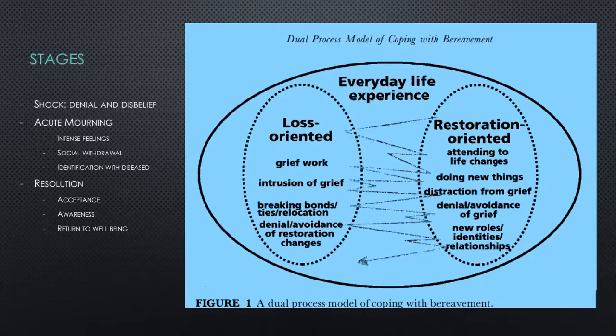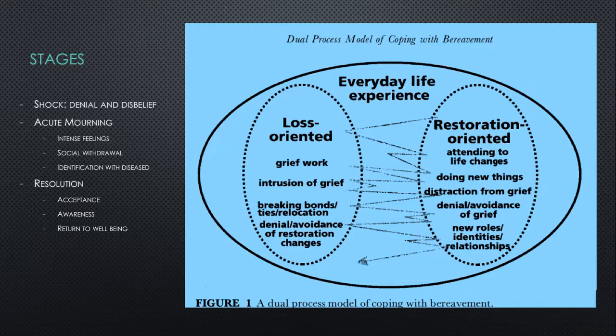There are different stages of grief and crisis, and this is dependent on what you use. So, the Kubler Ross stages of grief are denial, anger, depression, bargaining, and acceptance. And you do move back and forth between those different stages until you have reached that state of acceptance. There's also different stages to grief based on shock, which is denial and belief, acute mourning, which is the intense feeling, social withdrawal, and identification with the deceased person, and then the resolution phase, which is acceptance, awareness, and return to well being.